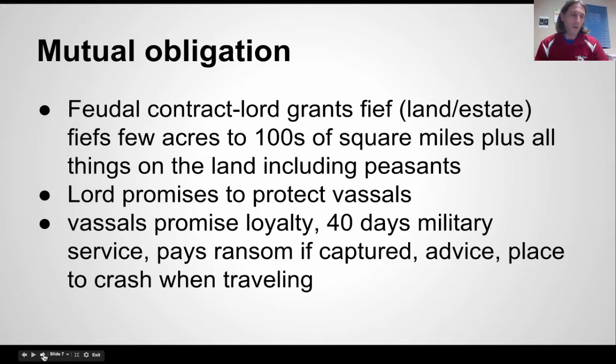And so usually there was some kind of a contract, and usually it was a symbolic contract. So for example, the lord would give a clod of earth to his lesser lord. The lesser lord might kneel down and kiss his feet or his hand, and that is kind of this handshake that they're going to work together. So there's things that the lord promises for the vassals, and there's things that the vassals promise to the lords.